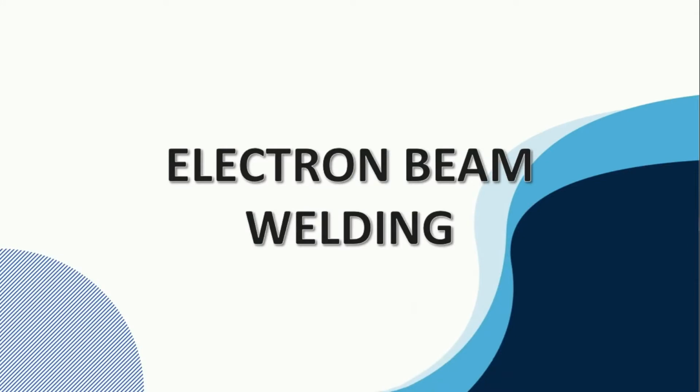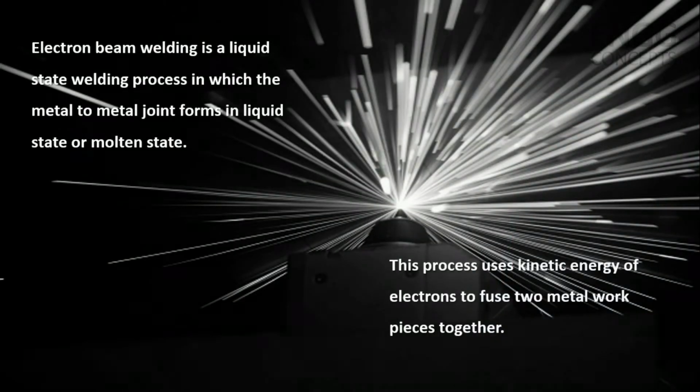Introduction. Electron beam welding is a liquid state welding process. In liquid state welding processes, the metal to metal joint forms in liquid state or molten state.